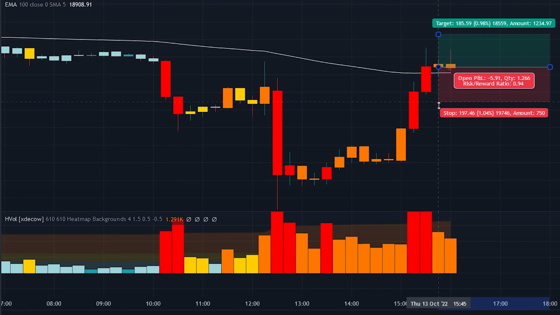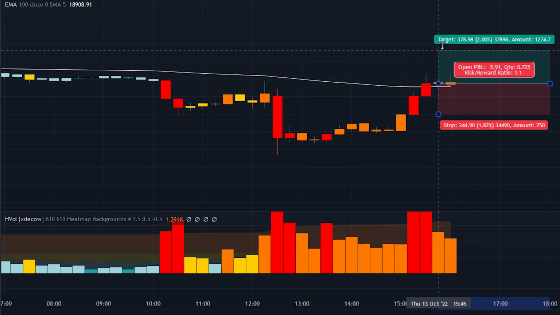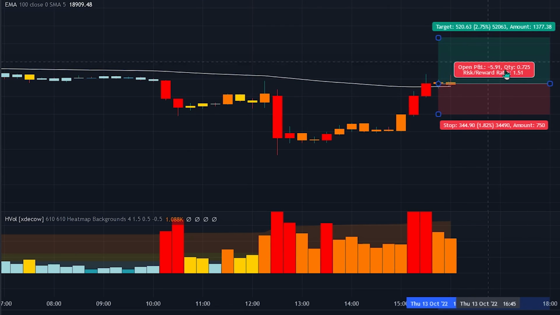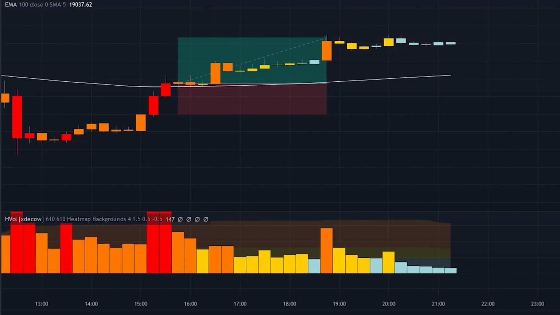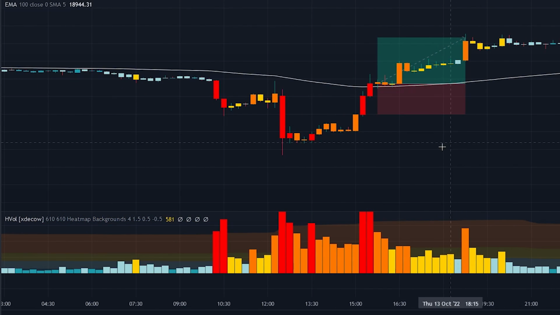We will place the stop loss at the recent swing low, and for the take profit, we will be targeting a 1.5 times risk to reward ratio. Now let's see how the trade plays out. As you can see, the trade was very profitable.